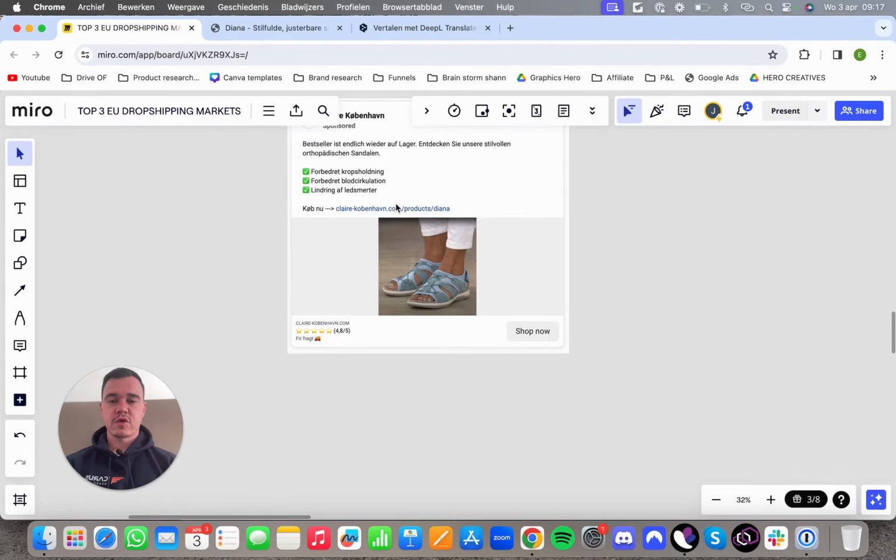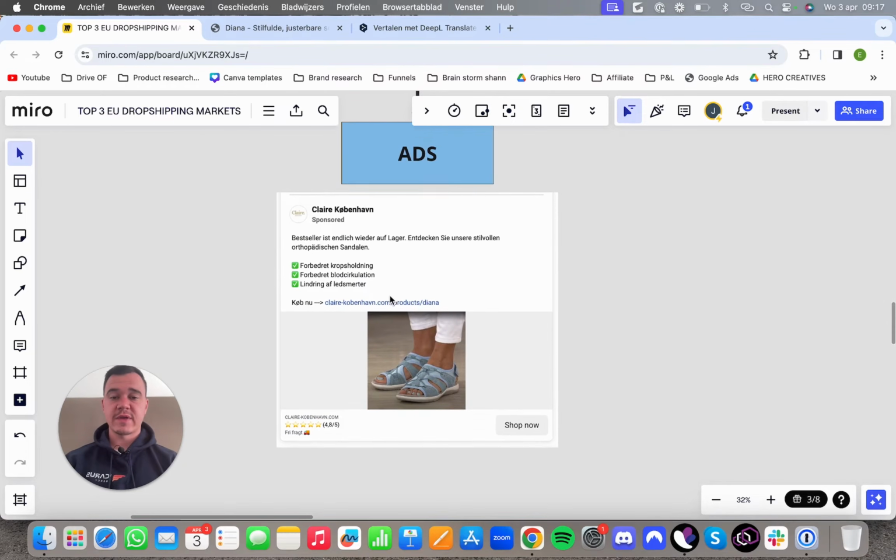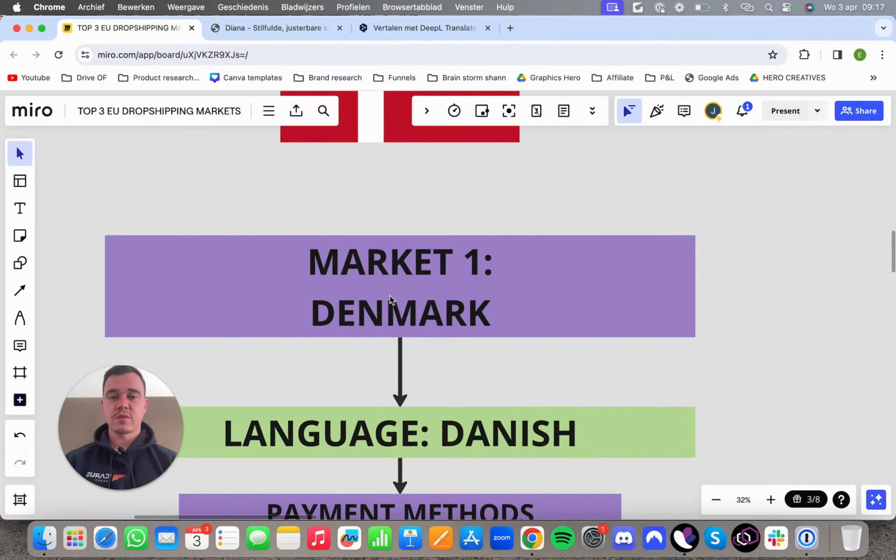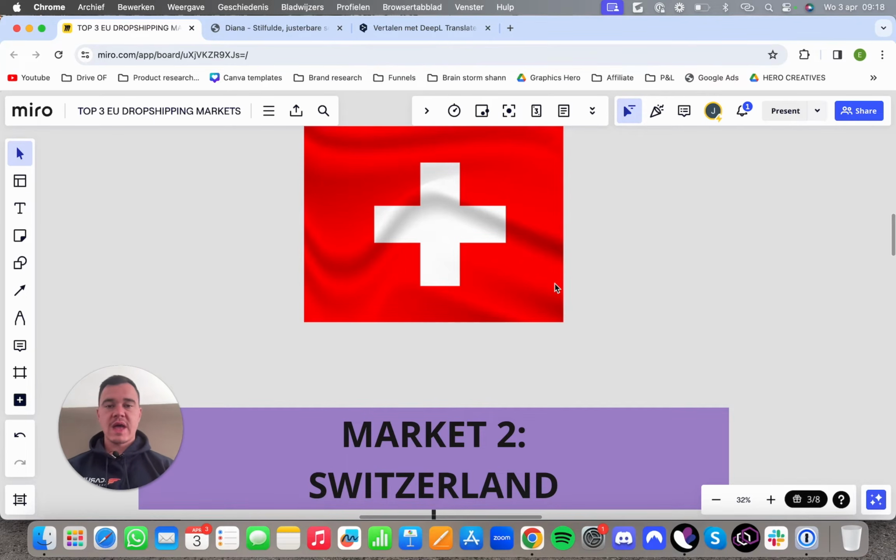So this is the first market that we have seen. These guys have been scaling pretty quickly as well. So this is nice. So let's move on to market number 2. So here we have market number 2.